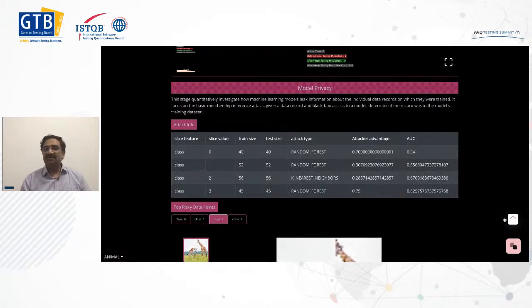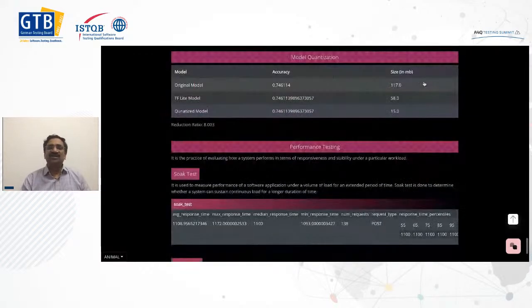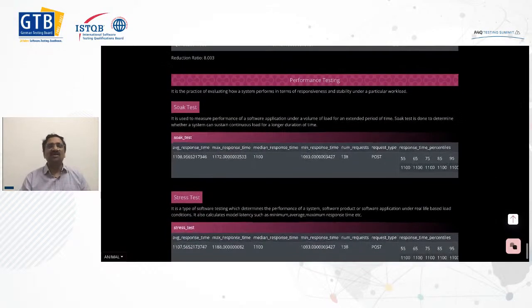And then you have model quantization, where we basically reduce the size of the model while continuing with the same kind of accuracy and so on. So from 117 MB, we reduce the size of the model to 15 MB while retaining the exact accuracy of the model. So 8 times reduction and no change in accuracy, or very little change in accuracy. That's what we are able to do.